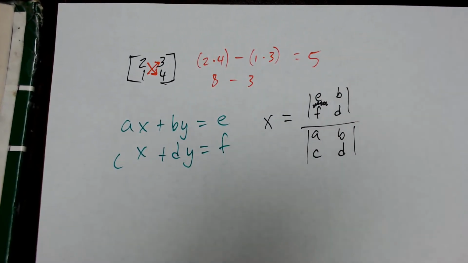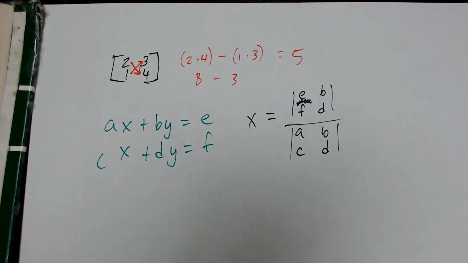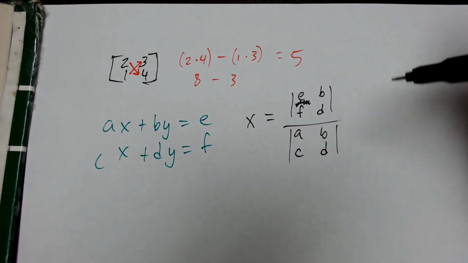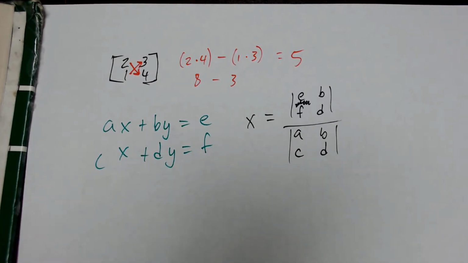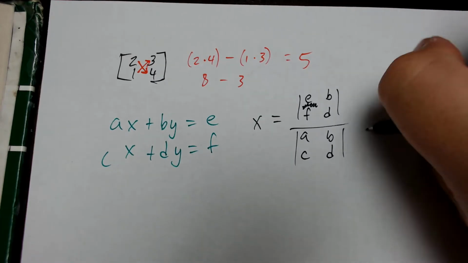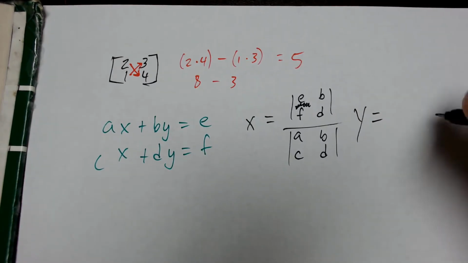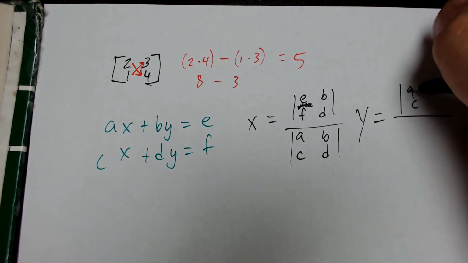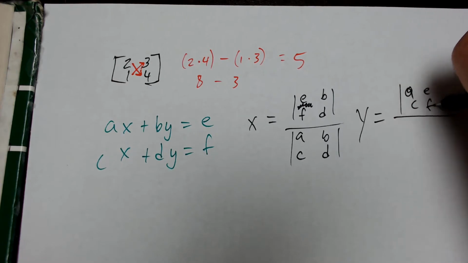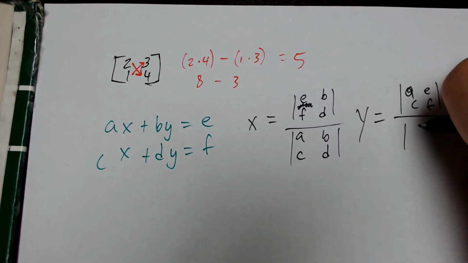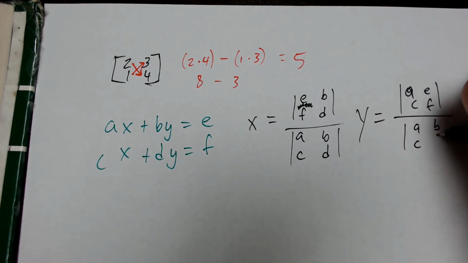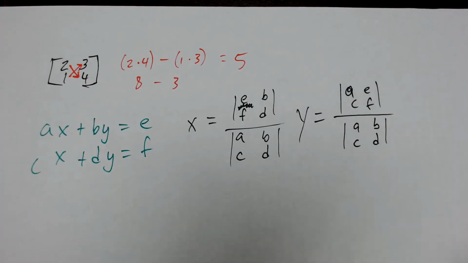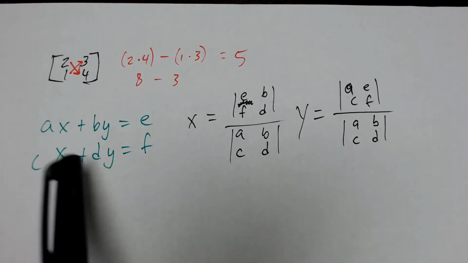Right now, this is probably looking like alphabet soup. It's okay. It'll make sense later, I promise. So if we take the determinant of this matrix and divide it by the determinant of this matrix, that will give us the value of x. And then for y, it's a similar thing. Y is going to be the determinant of the matrix A, C, E, F, divided by the determinant of A, C, B, D.